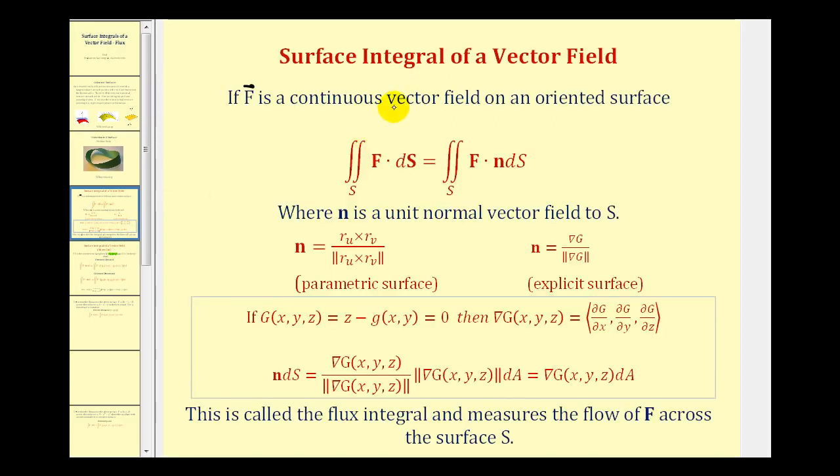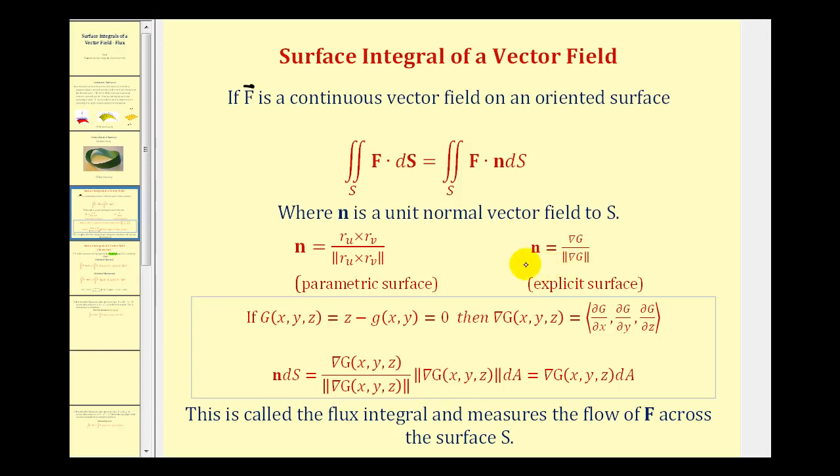Now let's talk about the surface integral of a vector field. This surface integral is often called the flux integral, and it measures the flow of F across the surface S. It's equal to the double integral of F dotted with N integrated with respect to S, where S is the surface, and N is a unit normal vector field to S. So if our surface is given as a parametric surface, we use this formula here for N, and if the surface is given explicitly, we use this formula here for N.